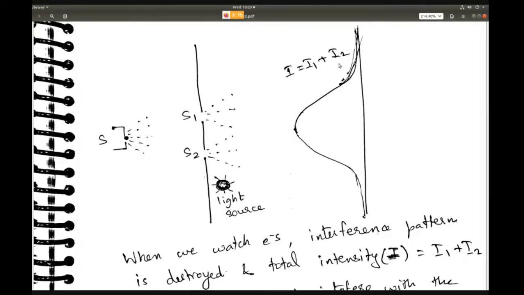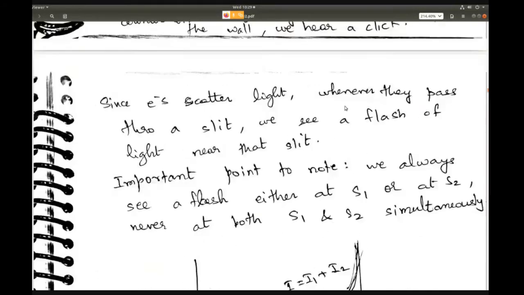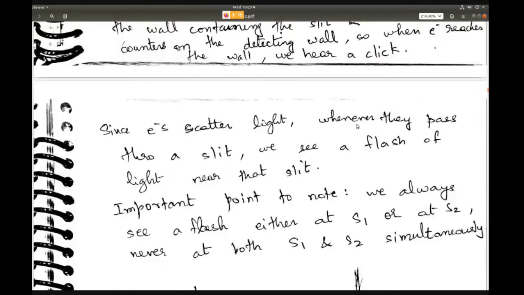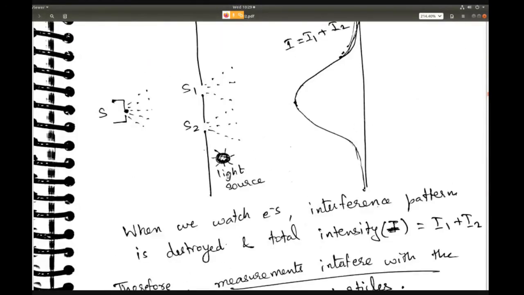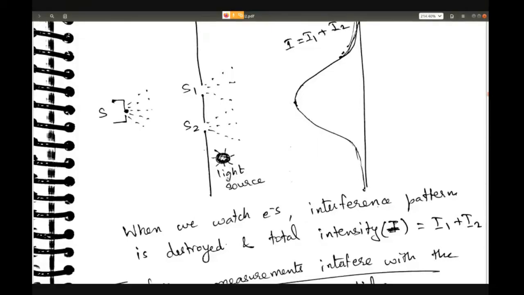So something strange, right? Okay. So what is happening is, what then people thought was, okay, maybe the light is too bright. Let's dim the light, this light source that we have.